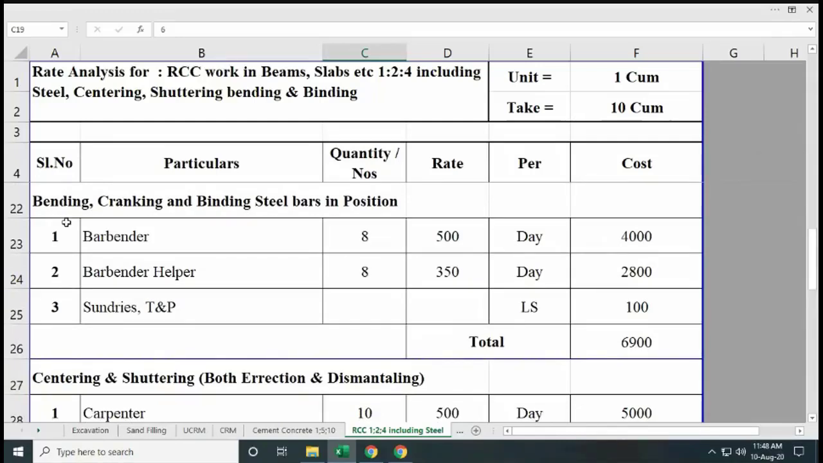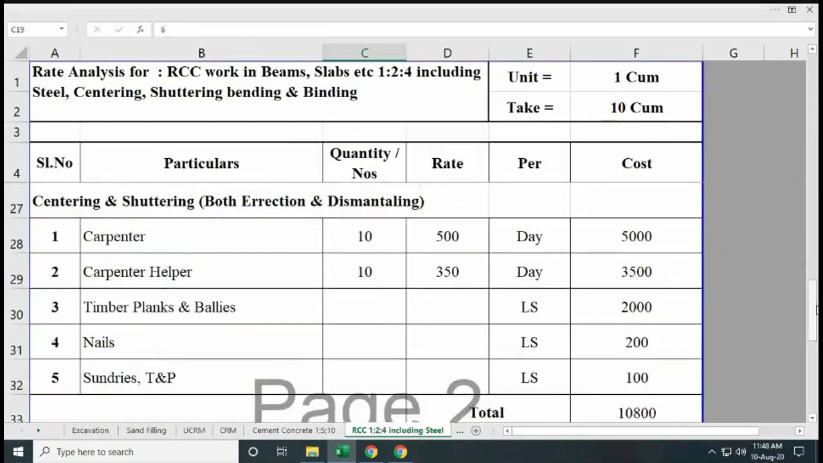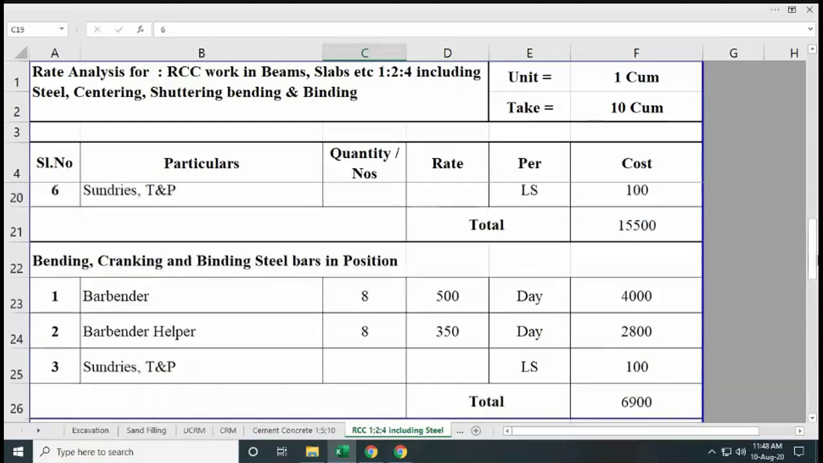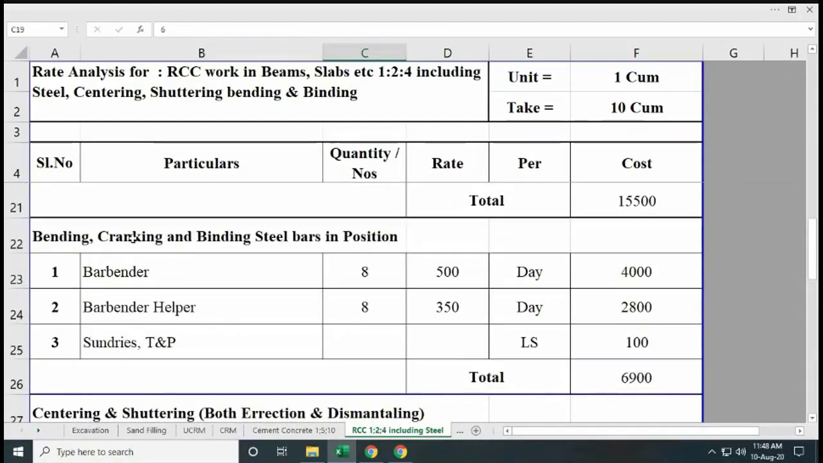Then next, at the start itself I will tell you what the procedure is, how we are doing it. Centering and shuttering works have to be done, right? For that, carpenter, helper and all are required. And when you need to take the bar, cutting has to be done, bending, binding, and placing in position. For that, bar benders and bar bender helpers are required. So we can take these as 8 numbers: bar bender and bar bender helper.